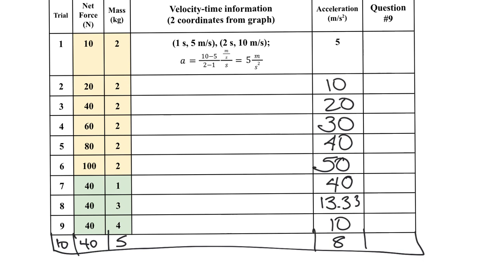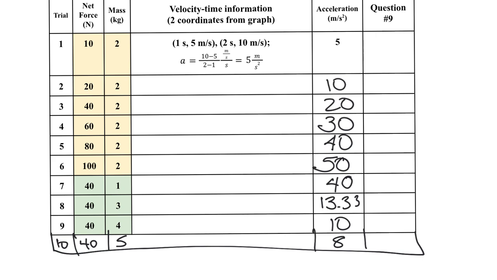Can you tell me some conclusions? What did you notice? The acceleration squared is half of the net force divided by the mass. The acceleration squared? Where did you get acceleration squared? No, this is acceleration. You calculated acceleration, not acceleration squared. The acceleration is half the net force divided by the mass.